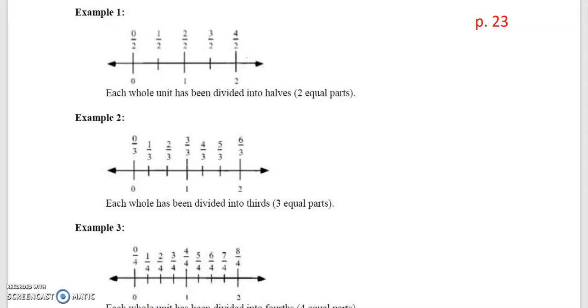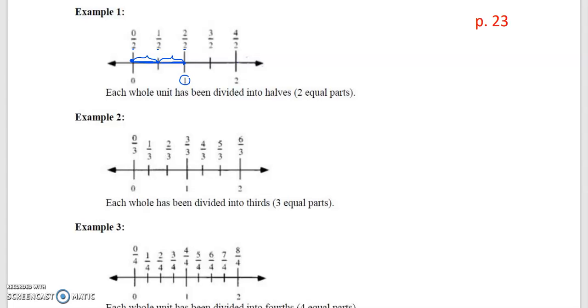So between 0 and 1 here, we have 2 divisions. So we're dividing it into this half and this half. So that's why our denominator is out of 2. So this point here is 0 out of 2, 1 out of 2, 1 space, and then this one is 2 out of 2. And 2 out of 2 is equal to 1.